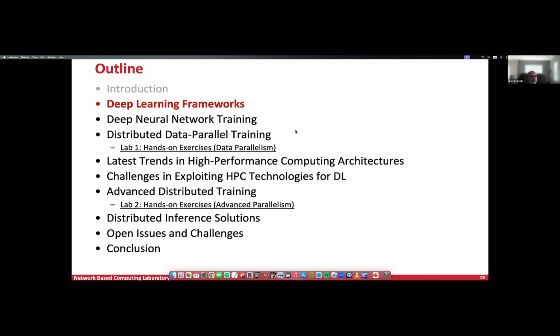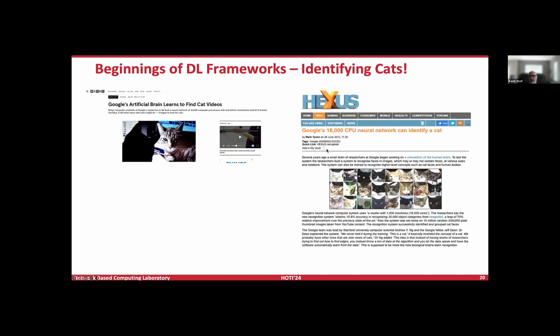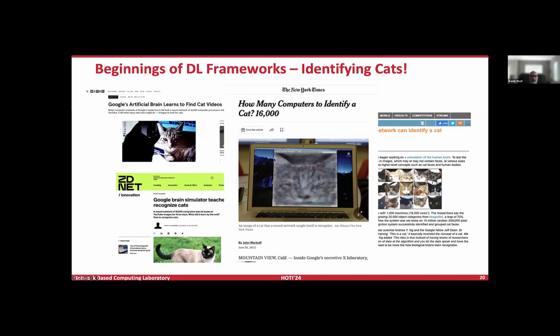But before we start talking about them, let's first talk about the beginnings of DL frameworks. Around the 2011, 2012 timeframe, news articles started coming along like, Google is building an artificial brain, which identifies cats in millions of YouTube videos. This got very good coverage in the media, and Google actually used around 16,000 CPUs to do this. This is ZDNet, this is Wired. It also made it to the New York Times.